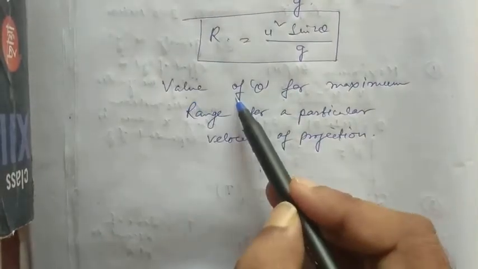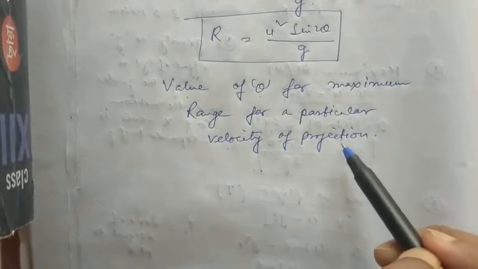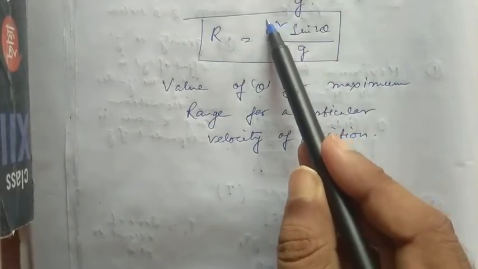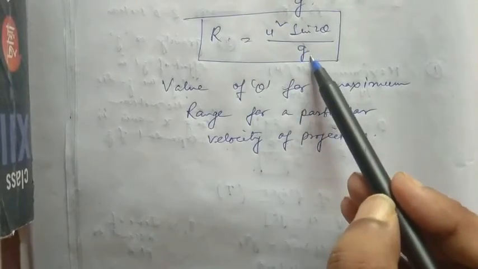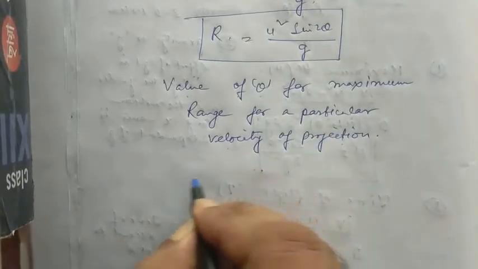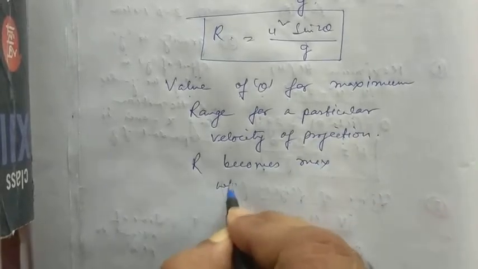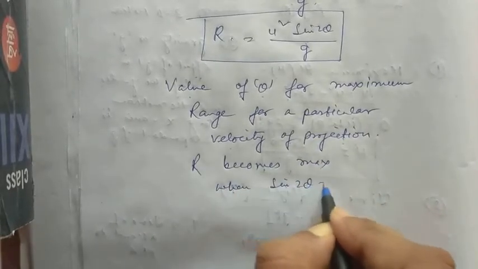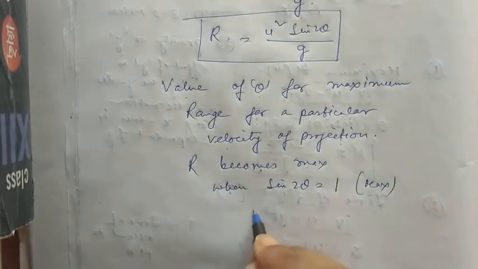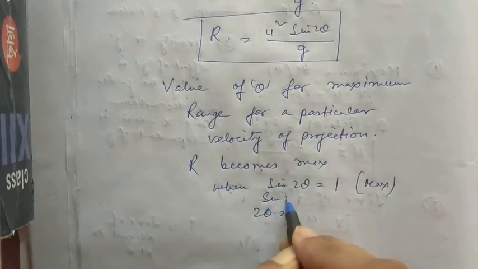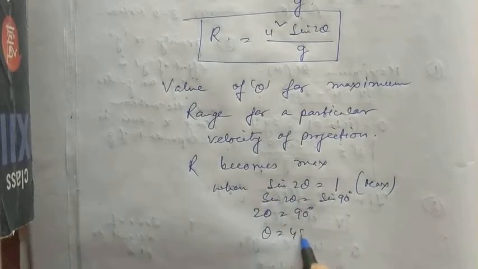Now the value of theta for maximum range for a particular velocity of projection. The velocity of projection is taken to be constant. The value of g we know as constant. So R becomes maximum where? R becomes maximum when the value of sin 2 theta becomes maximum, that is 1. This is the maximum value. So sin 2 theta is equal to sin 90 degrees. So 2 theta means 90, theta is equal to 45 degrees.